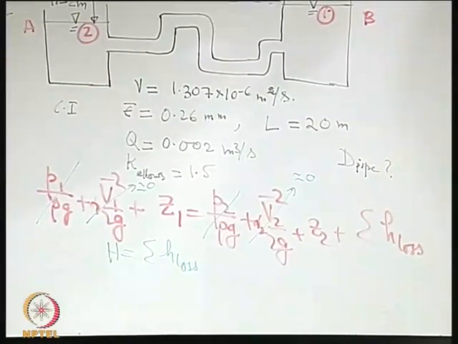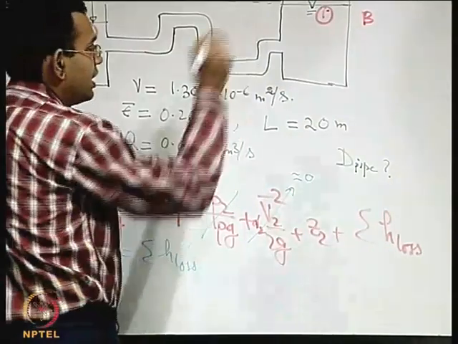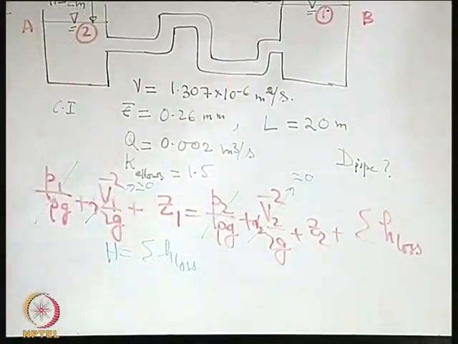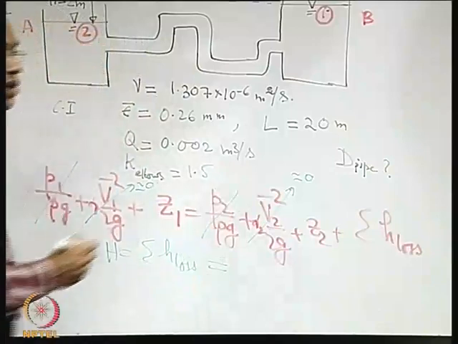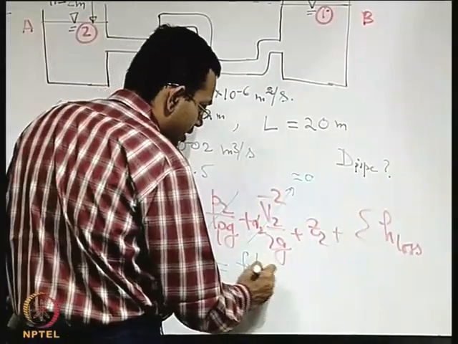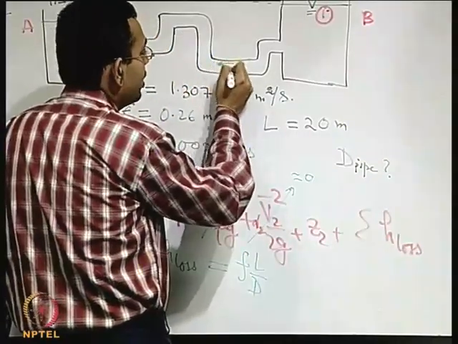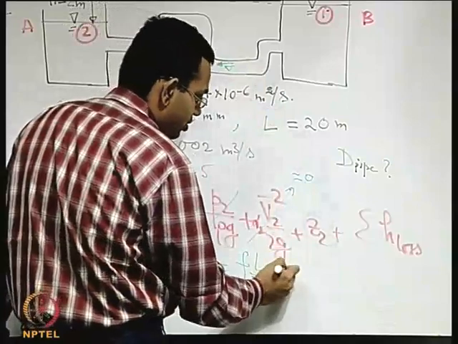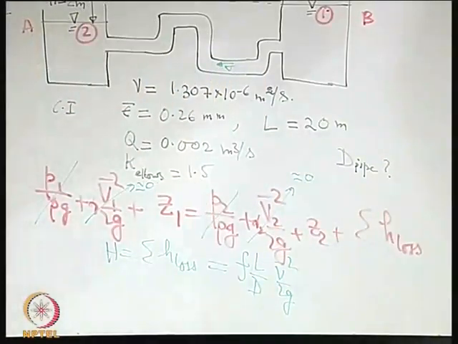So what are the head losses? Now you tell me. First of all, let us consider the major loss. What is the major loss? It is of the form f L by D times V square by 2g, where V is the average velocity of flow through the pipe. Total length of the pipe is given. So this is the major loss.